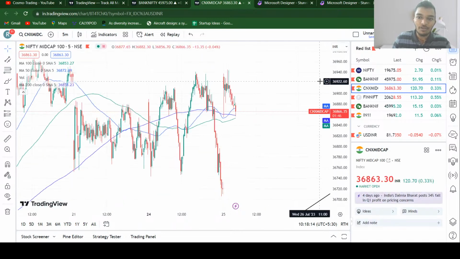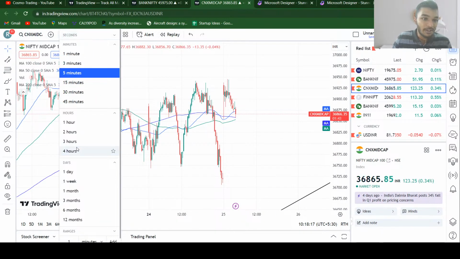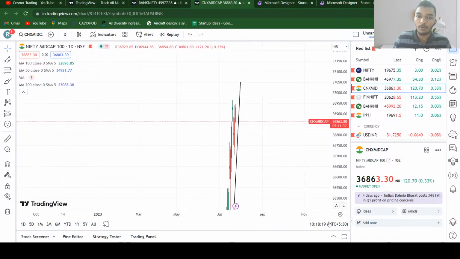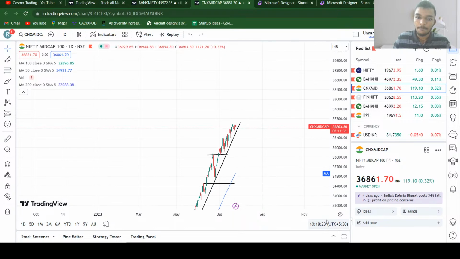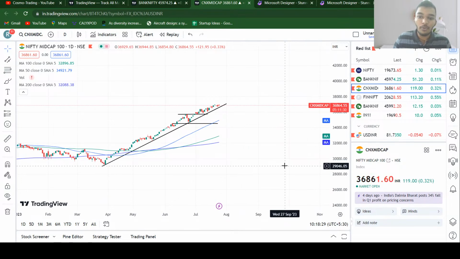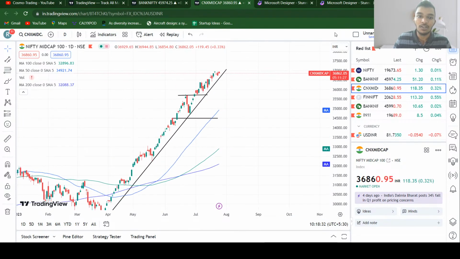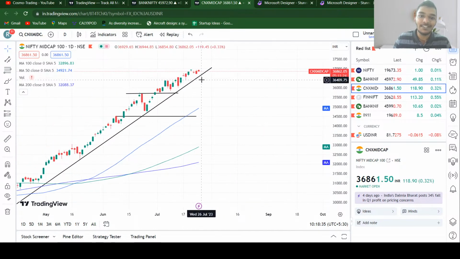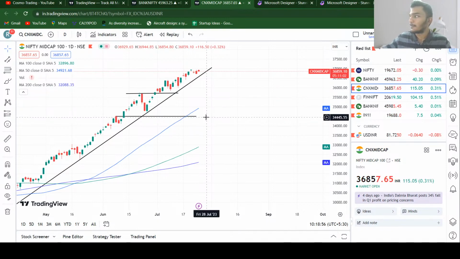CNX Midcap right now is looking strong, but I don't feel that it will remain strong for a long time, because if you look at the chart for CNX Midcap, it has gone from around 29,000-30,000 to 36,000, and it's a very steep rally. Once it breaks this trend line, which is a very strong support area, then we will see lower levels till 35,600, I feel, or we could see just the 36,350 area. And once it breaks this level, then we will look for the 34,500 area.